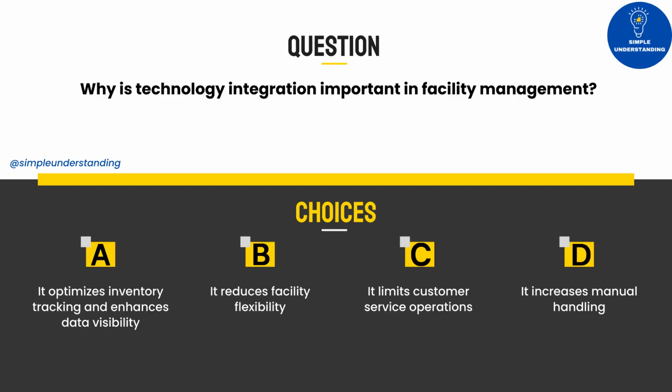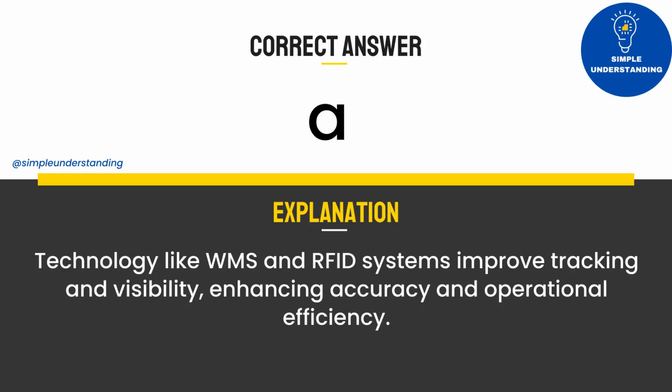7. Why is technology integration important in facility management? A. It optimizes inventory tracking and enhances data visibility. B. It reduces facility flexibility. C. It limits customer service operations. D. It increases manual handling. Correct answer: A. Explanation: technology like WMS and RFID systems improve tracking and visibility, enhancing accuracy and operational efficiency.